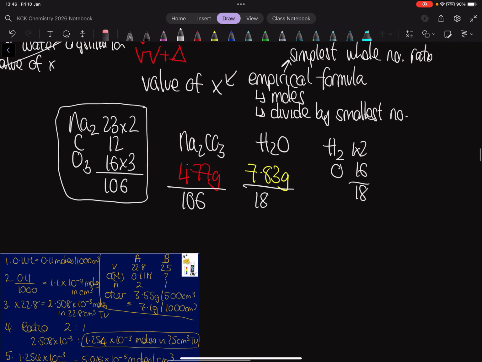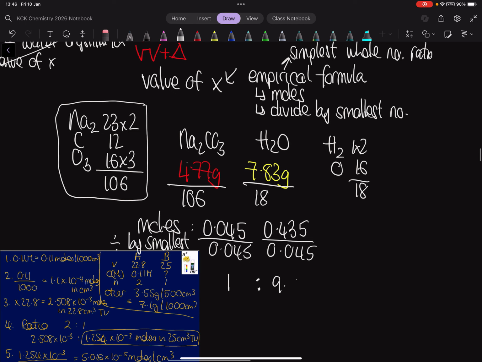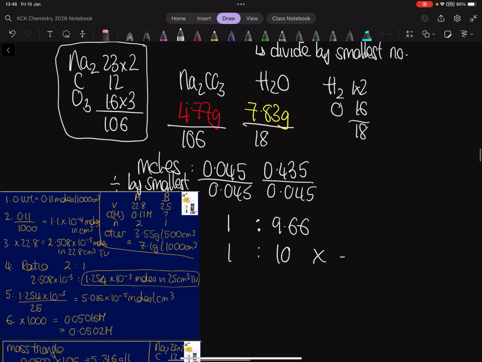So we turn it into moles, like so. When I have done that, I should have 0.045 and 0.435. We've said our next step is to divide by the smallest. In this instance, 0.045 is the smallest, so that's going to give us our 1. And this is going to give me 9.66, which becomes 1:10. So x here is going to be 10. So our formula in reality was this.